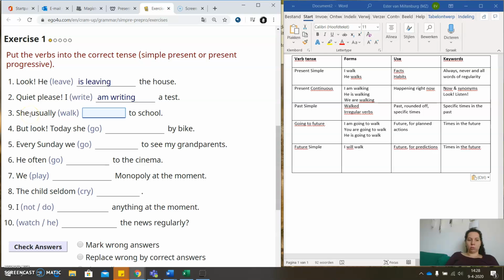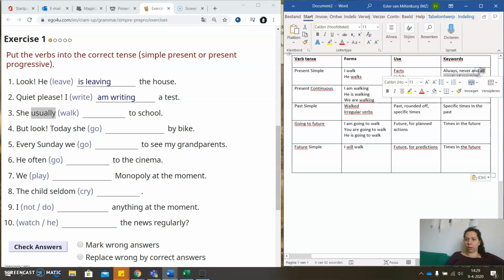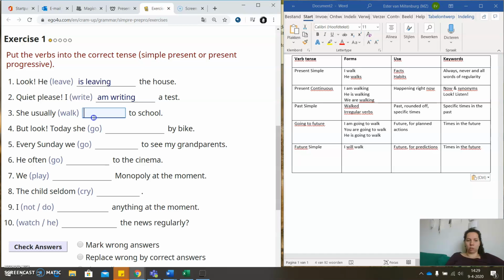I find a keyword, and this one's quite a literal one because the word usually means gewoonlijk, and that one is quite often on our lists. In this case, because I did a very short list, it would fall under all words of regularity, alle woorden die regelmatigheid aangeven, and usually does exactly that, right? That means we need to use a present simple here, and the form of the present simple is the stem, or if it's he, she, and it, we need to add the s. As I see that the subject is she, I will make this into walks.